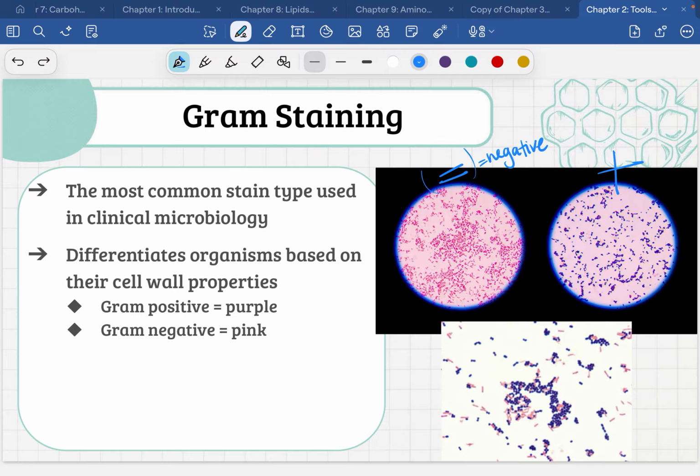And so what they can do that takes 10 minutes is they can put it on a slide and stain it, and they can tell whether the organism is gram-positive or gram-negative. And that is going to cut our options in half. And it is going to direct the best possible outcome, right?